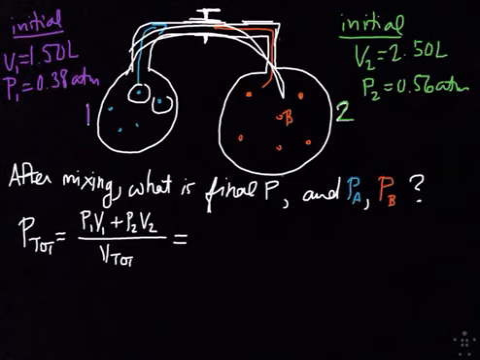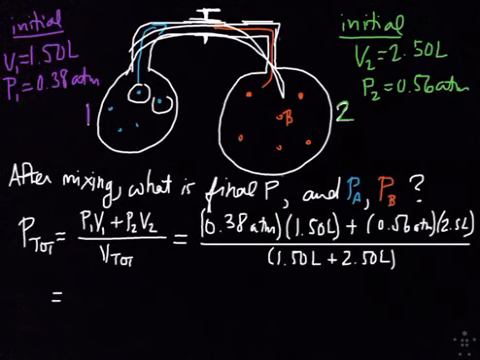So simplifying that down just a little bit, we've got P1V1 plus P2V2 over V total. We've gotten rid of all the N's and R's and T's because they're essentially constant. So we can plug in our 0.38 atmospheres, that was our initial pressure, our initial volume of 1.5 liters, then our 0.56 atmospheres, which is our P2, times our V2 of 2.5 liters, and then our V total on the bottom is just the sum of the volumes of the two containers.